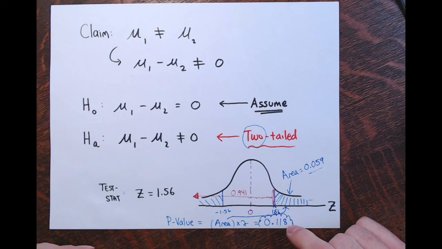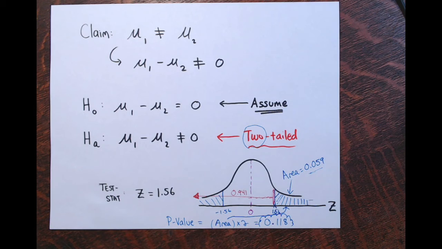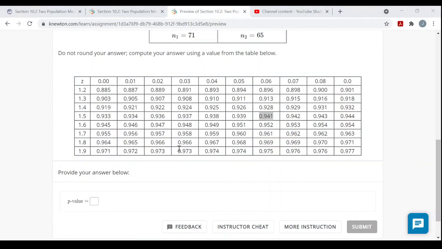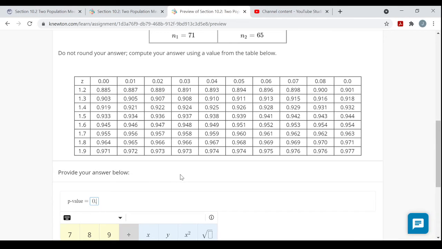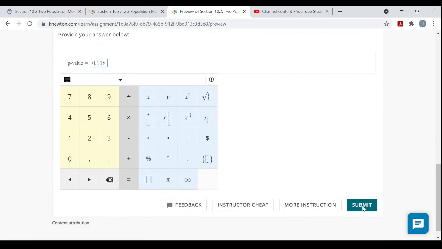And then I would compare this p-value to my significance level, whatever alpha is. Now, they didn't mention anything here because that's not the point of this. The point of this problem is to just find the p-value. So from this table I got a p-value of 0.118, again using the fact that it's a two-tailed test.